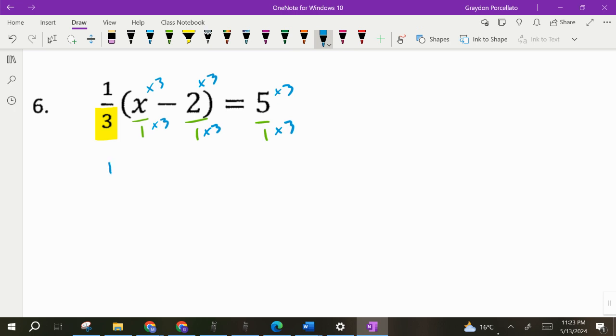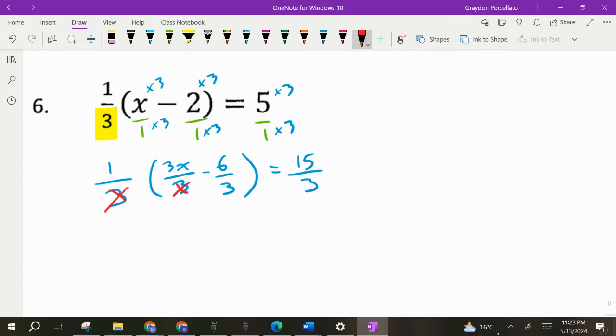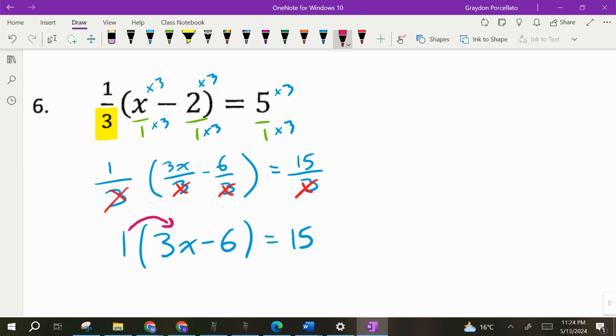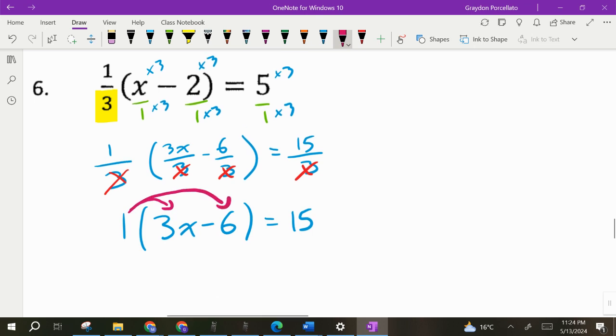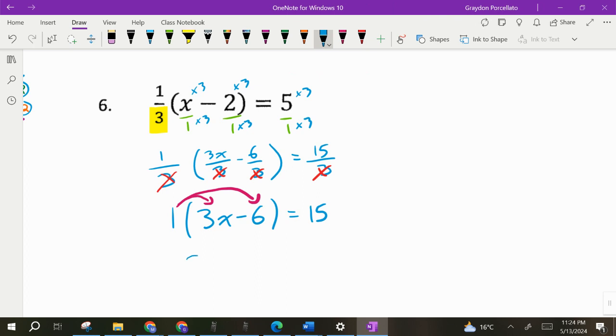What do we get? We get 1 over 3 bracket 3x over 3 minus 6 over 3 equals 15 over 3. My bottoms are all 3's. They all cancel out. We get 1 bracket 3x minus 6 equals 15. We're going to grab this 1 and distribute that 1 into my brackets. We get 3x minus 6 equals 15.